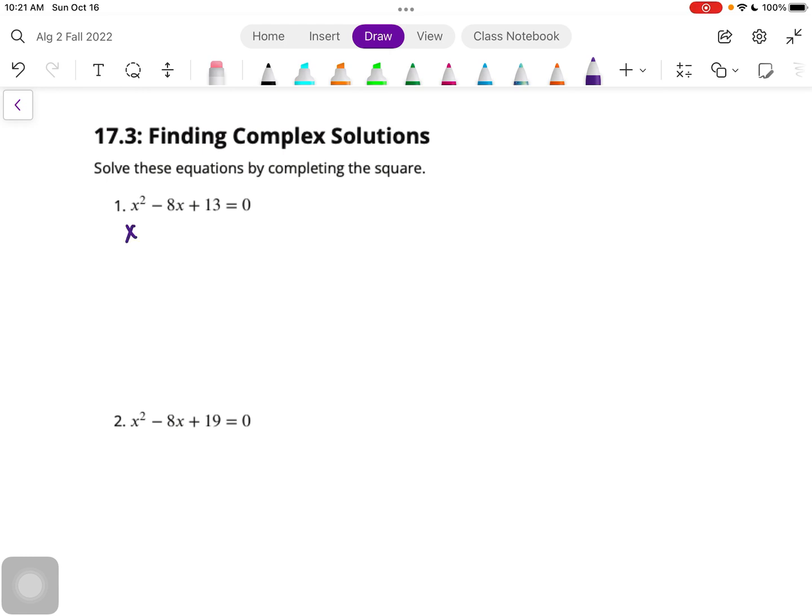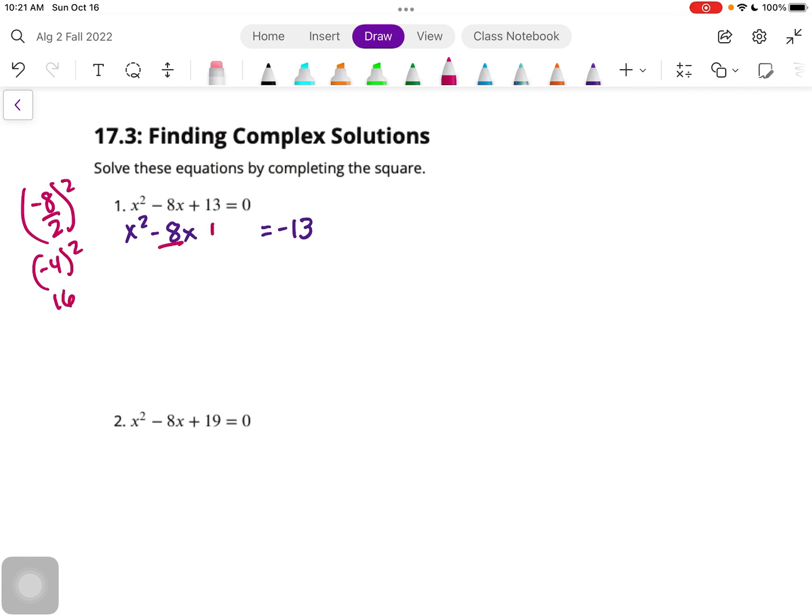So the first thing I do is I subtract that 13 from the other side. That should be a minus 13 or a negative 13. All right, and then I'm going to take half of my negative 8. So half of negative 8, and then I'm going to square it. So that gives me negative 4. And when I square that, I get 16.